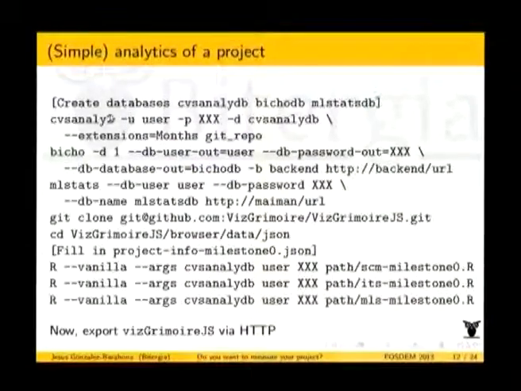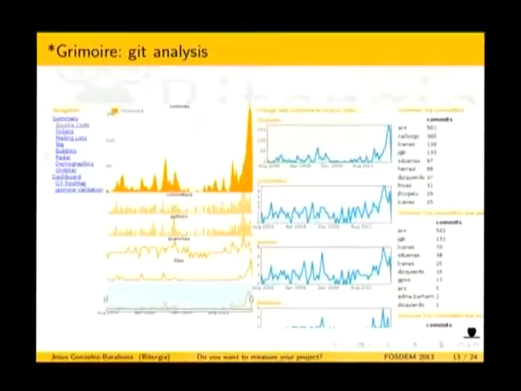So first of all, you run the tools for getting the information out of the repositories into the database. Those are CVSAnalY, Bicho, MLStats. Once you have that, all the information is in a database. Here you just clone the visualization repository, change into it, and run the R scripts that produce the JSON files for the specific analysis. At this point, you can just point your browser to the resulting directory, and you get basically this kind of thing. So this is the screenshot, but you can also see the real thing.